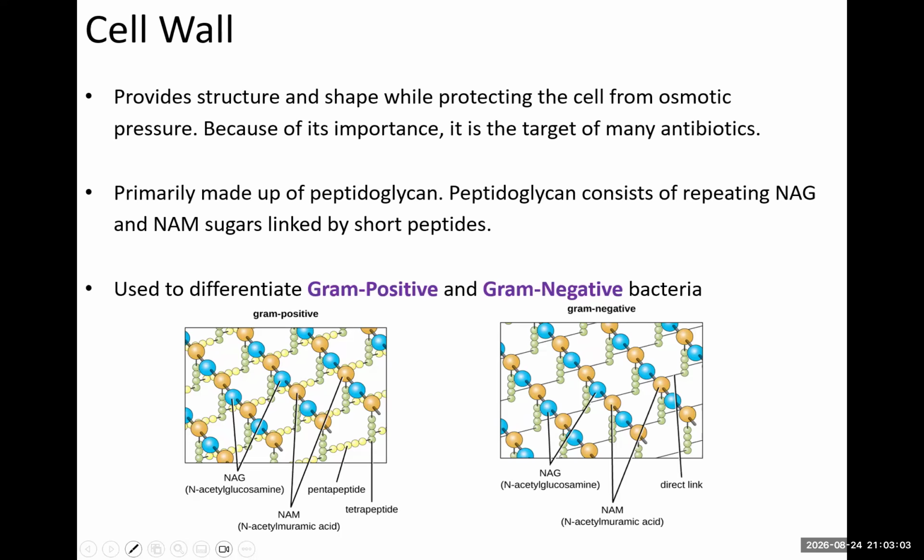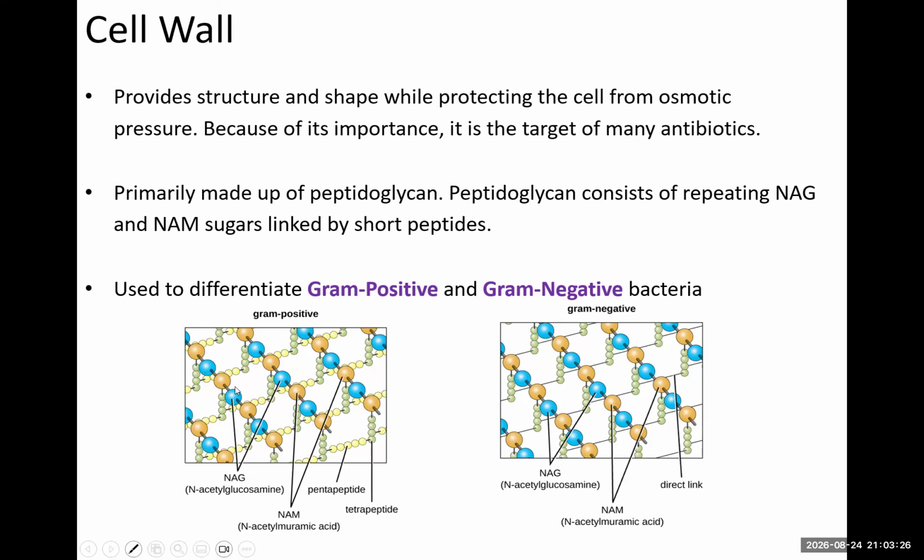Because bacterial cell walls differ in their structure, we also use these differences to help categorize bacteria into one of two categories, either gram-positive or gram-negative. So, regardless though of which category they belong to, the cell wall is primarily made up of peptidoglycan.